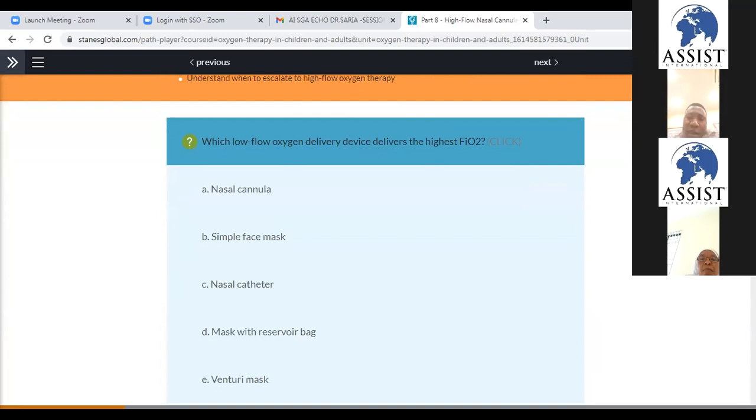So starting with the question, maybe I can ask some of us to respond: which oxygen delivery device delivers the highest fraction of inspired oxygen concentration? All five devices here are low flow oxygen delivery devices, as you can recall from the previous sessions. So among these, which one will deliver the highest fraction of inspired oxygen? You can just type your answer in the chat box, and then from there we can discuss. I'll give maybe 15 to 30 seconds to respond. FiO2 means fraction of inspired oxygen concentration.